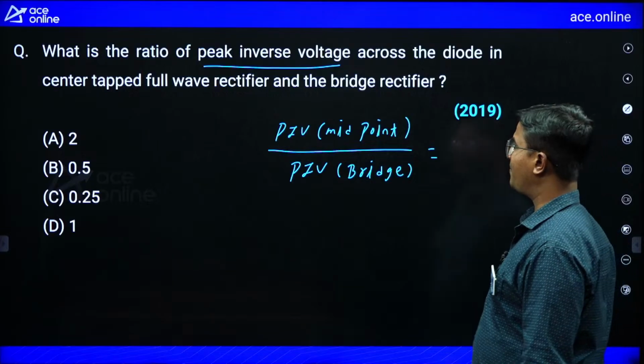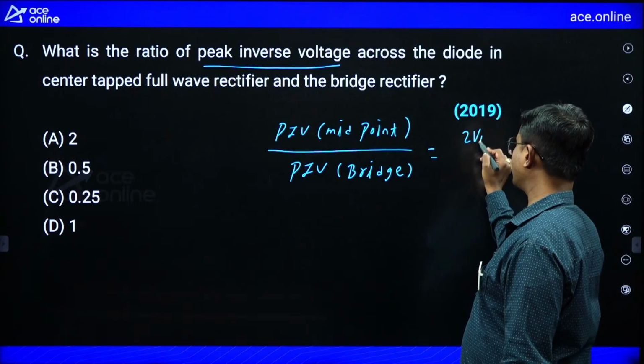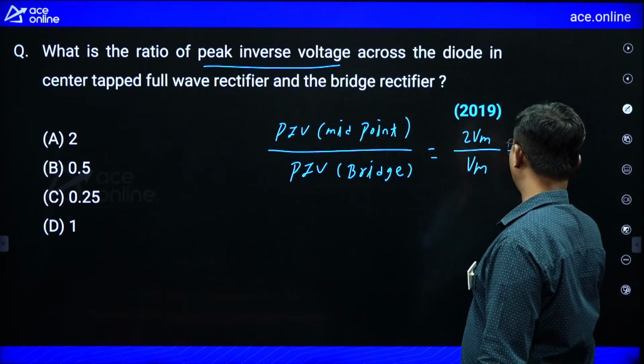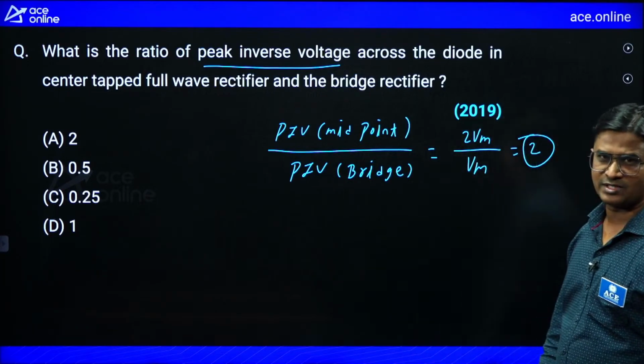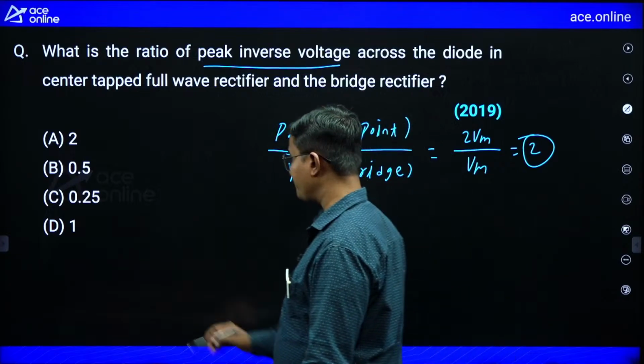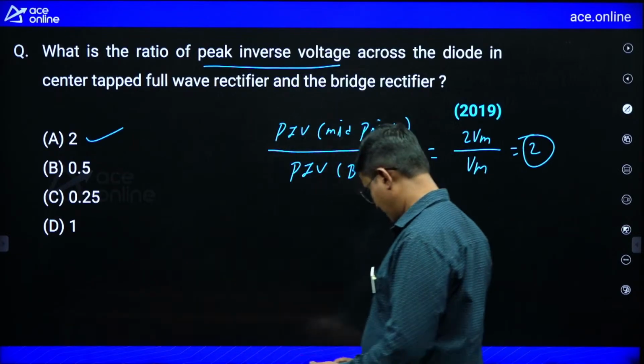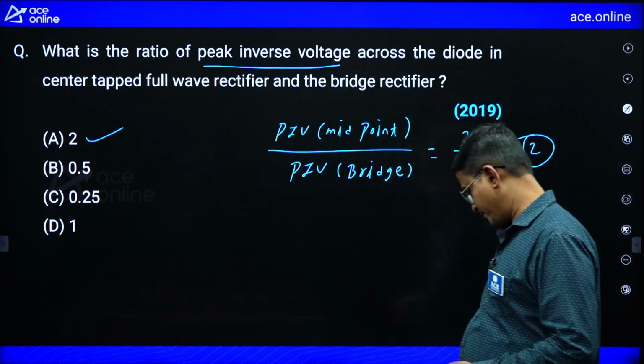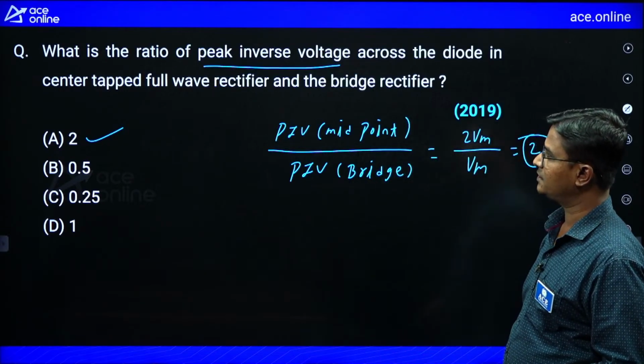In center tap my PIV is 2 Vmax. In bridge rectifier my PIV is Vmax. So what is the ratio? It is 2. The ratio is simply 2. So the correct answer is option A. Option A is the correct answer. Alright? Next.